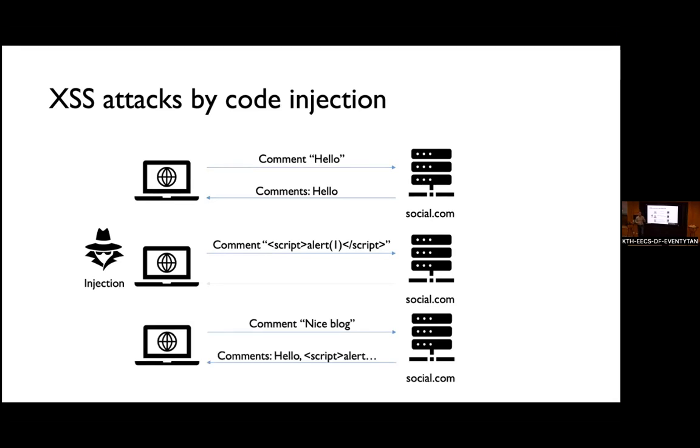And then essentially when the next user comes, the user retrieves the content of the blog, and then the attacker's code will be executed and run in the browser of the user. In this case, what we achieve is alert 1, but of course what we can run here is arbitrary code. It can exfiltrate user credentials, can deface the website.